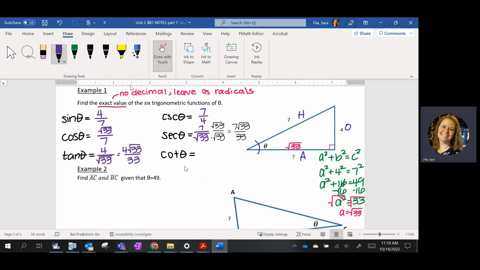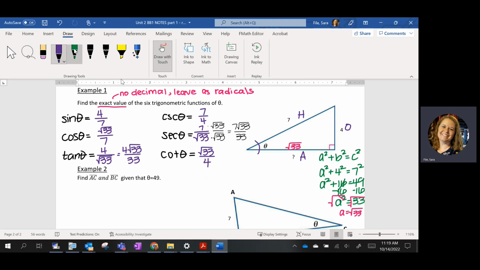Now, cotangent is the reciprocal of tangent. If I flip this answer, 4 root 33 over 33, aren't I just putting a radical right back into the denominator? And then I would have to rationalize again and simplify because I've got these extra numbers in it. Don't do that. If you had to rationalize your value, that's not what you want to flip for the reciprocal. You want to flip the way that you originally wrote it, because when I flip that, I don't have to rationalize now. It's good to go. Does that make sense?